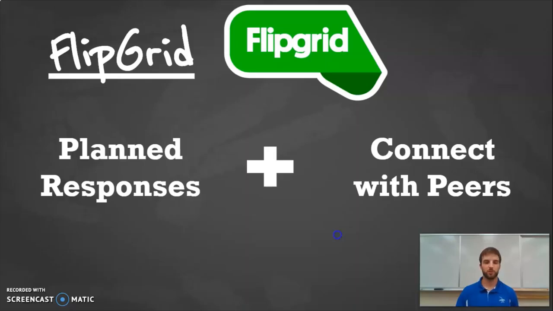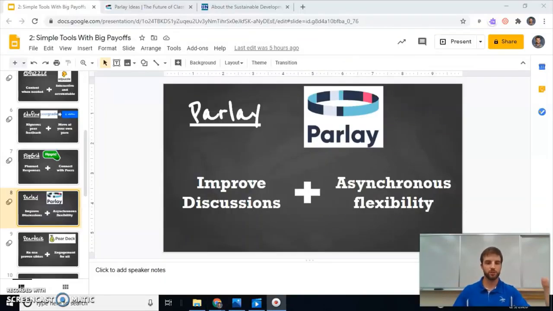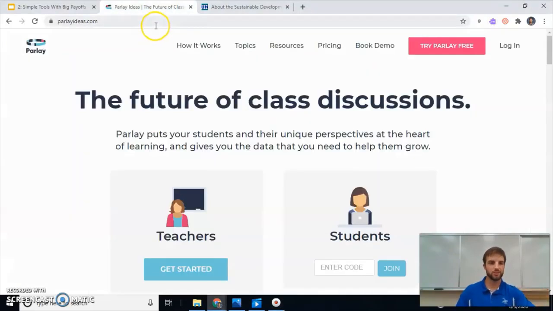So the next tool that we're going to talk about is called Parlay, and this is the one I described at the beginning as just flat out giving you better discussion. So this one is going to combine being able to improve your discussions with asynchronous flexibility, that aspect of being able to answer these discussions and respond to others at any time throughout the whole discussion. So it's going to improve your discussions in a lot of different ways, and I'm going to show you those. It's best just to show you.